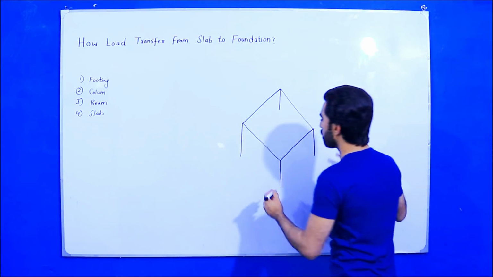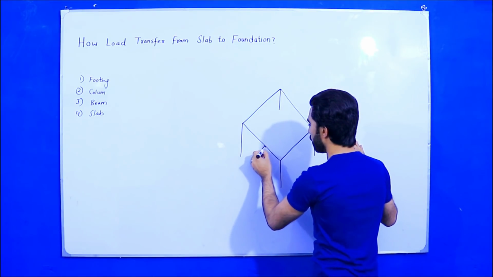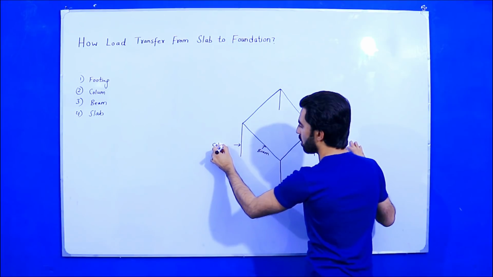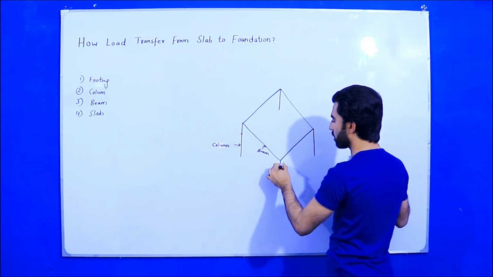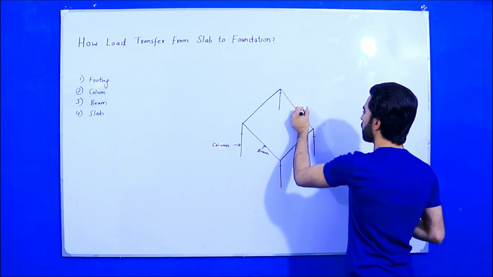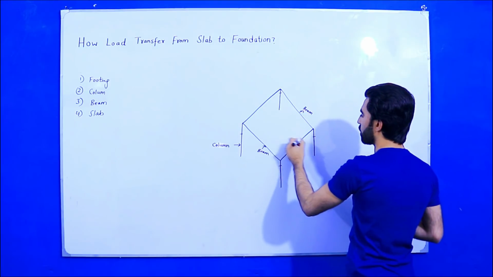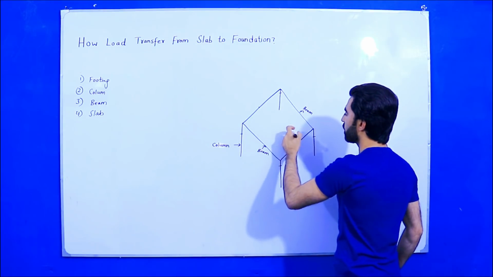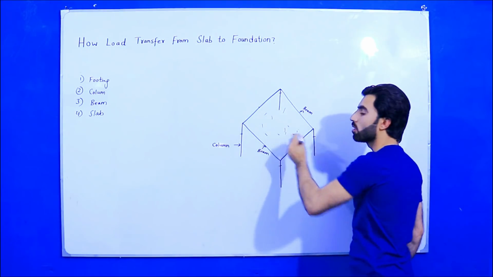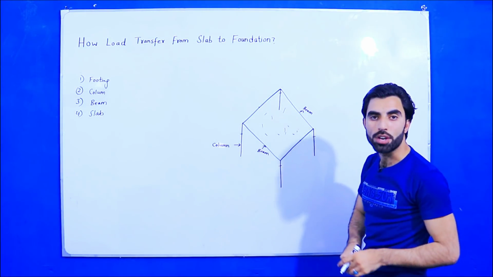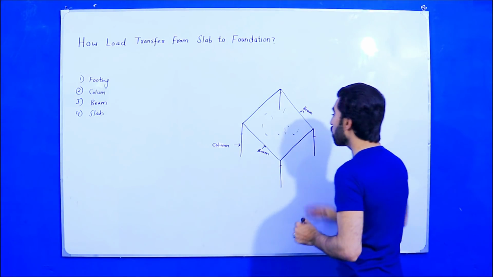Guys, you can see, suppose this is a beam and this vertical member is a column. So this is a column, this is also a column, this is also a column, and this is also a column, and these are beams. This is a beam, also this is a beam, and this is a beam. Now you can see this is a slab, this is a slab. So how does the load transfer from slab to foundation?